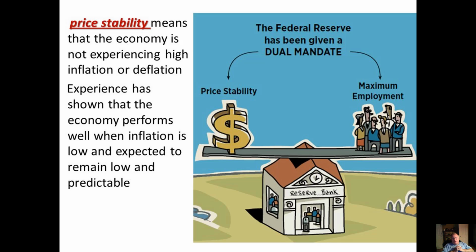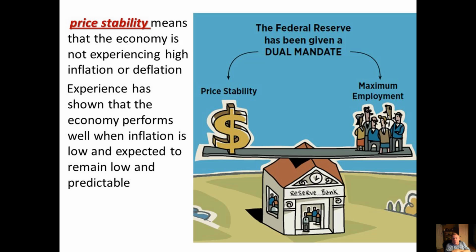What is their focus? The Federal Reserve has a dual mandate: price stability and maximum employment. So they're balancing that. Price stability means that the economy is not experiencing high inflation or deflation. Experience over time has shown that the economy performs well when inflation is low and expected to remain low and predictable. And maximize employment. So it's this balance.